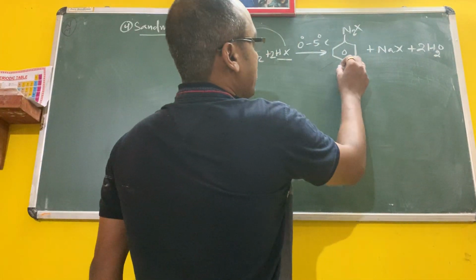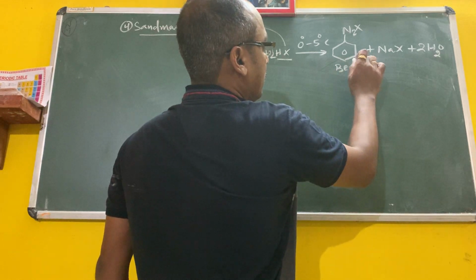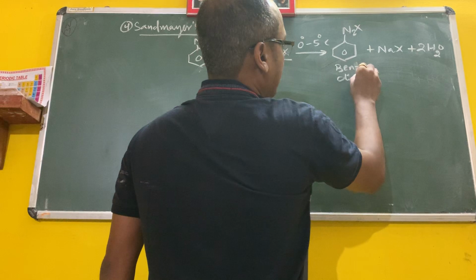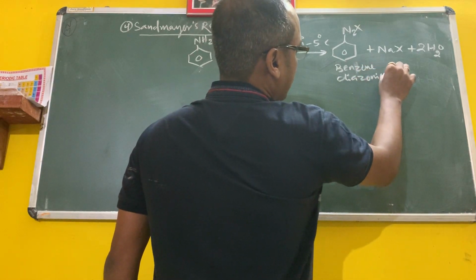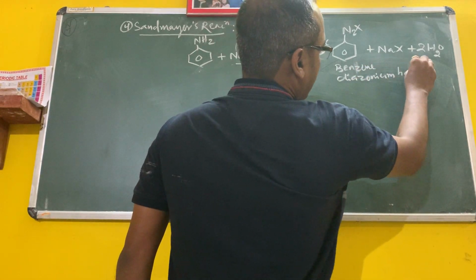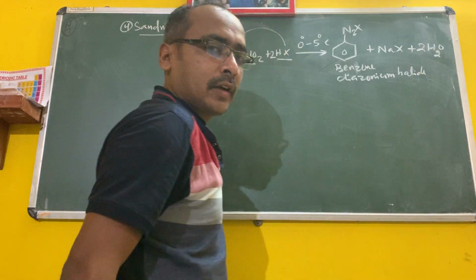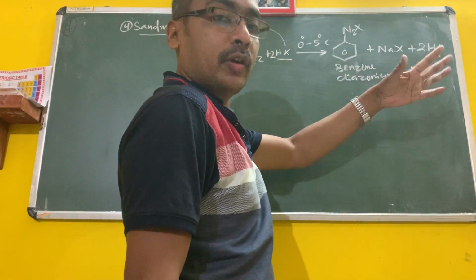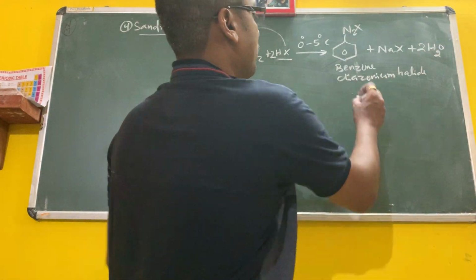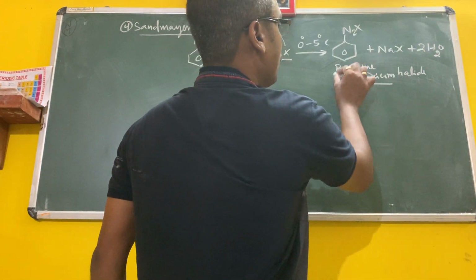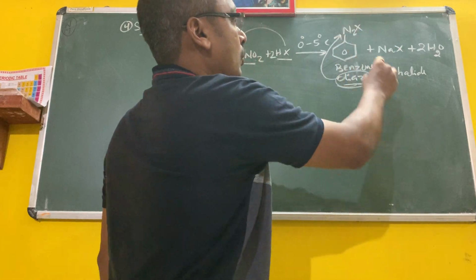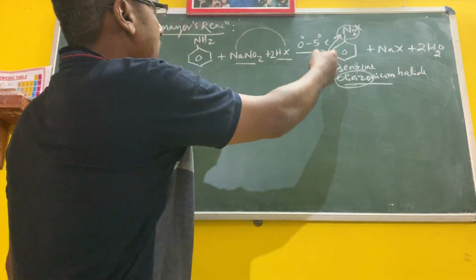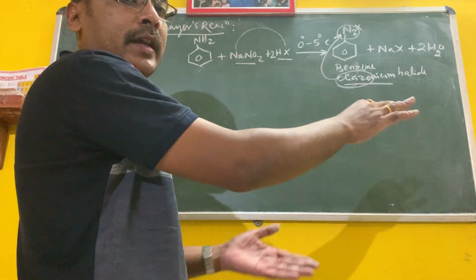So this is known as benzene diazonium halide. If you put here chlorine, then chloride; bromine, bromide. Benzene diazonium, diazo group. The N2 group is called the diazo group. Then this step is known as the diazotization reaction.